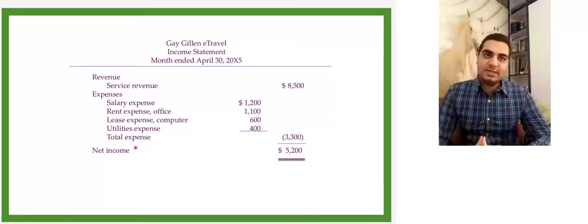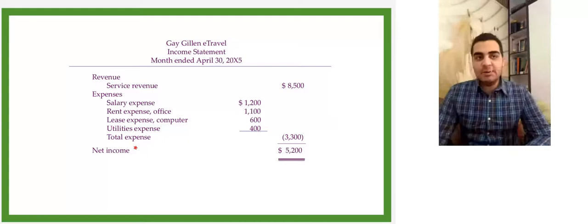The first one is the income statement. First, the name of the company or business. Then we're going to state the type of our statement, which is income statement, and then the time or period it covers. Anyway, first we bring our revenues. In this case, it's a service revenue. It could be a sales revenue as well, but this company is a service performing company, and its amount is $8,500.